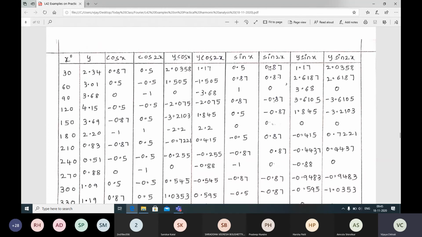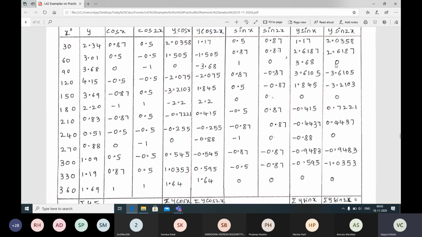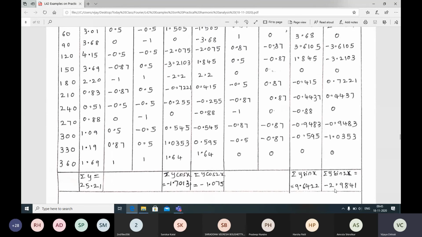Now similarly find y sin 2x. The sin 2x values are here and the y values are here. 2.34 into 0.87 is 2.0358. Similarly, the other values: 2.6187, 0, minus 3.6105, minus 3.2103, 0, 0.7221, 0.4437, 0, minus 0.9483, minus 1.0353, and 0. So the sum of all y sin 2x values, summation of y sin 2x, is equal to minus 2.9841.